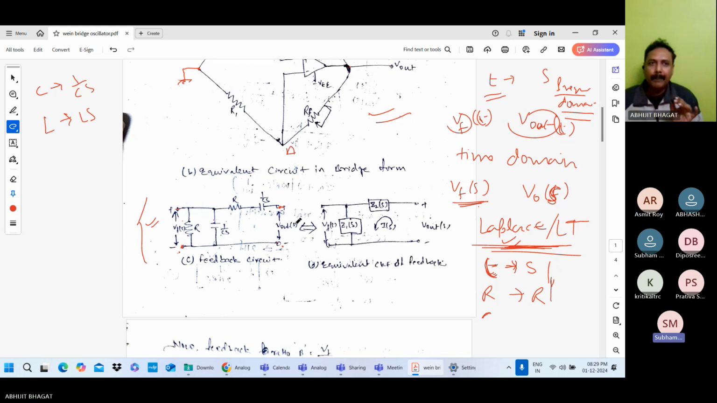Is it okay, everyone? R is the same. Capacitor C is replaced by 1 by Cs for the frequency domain, and inductor L is replaced by Ls. Ls won't be used, we can work with just C. Is it clear? So R is replaced with R, C is replaced by 1 by Cs because we draw the circuit in the frequency domain. Here R is R and C is 1 by Cs. So this circuit is in the frequency domain. Same circuit in the frequency domain. Okay, up to this?